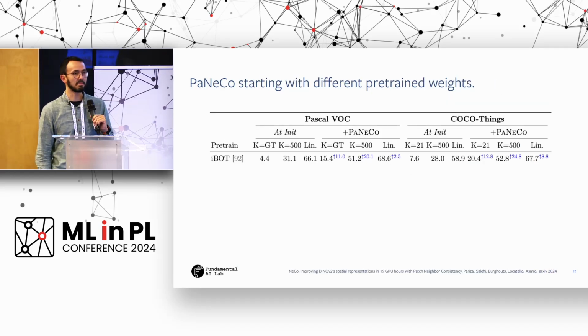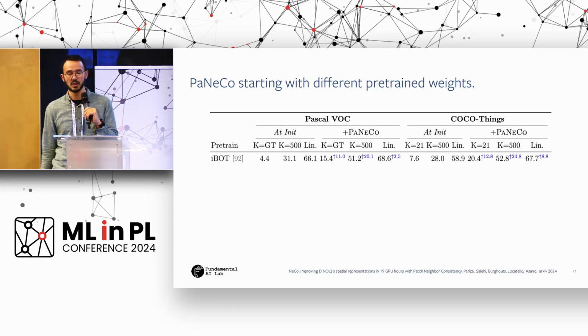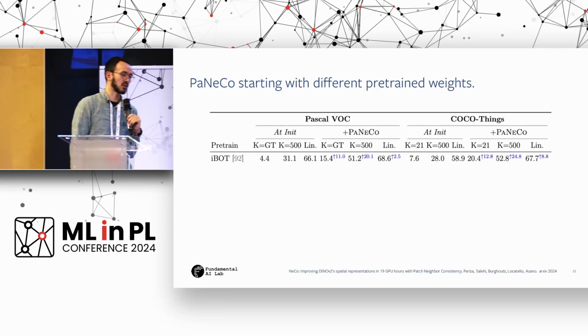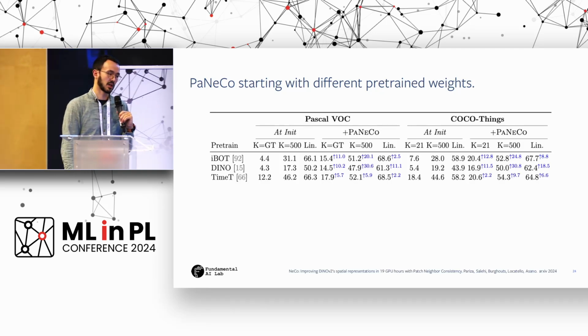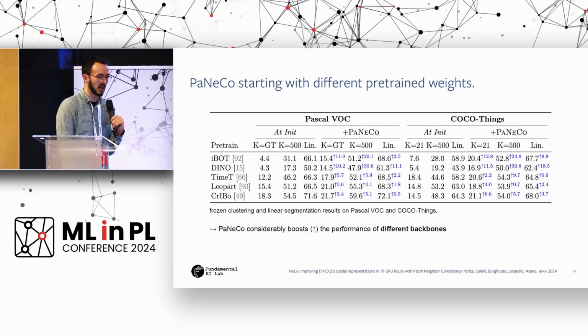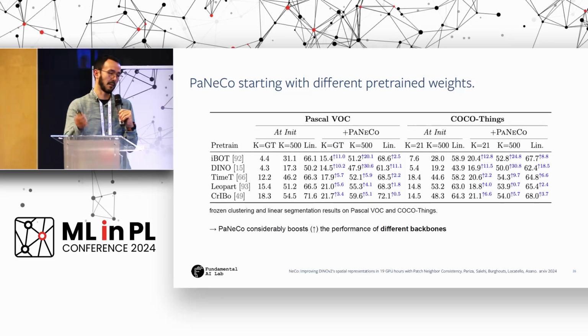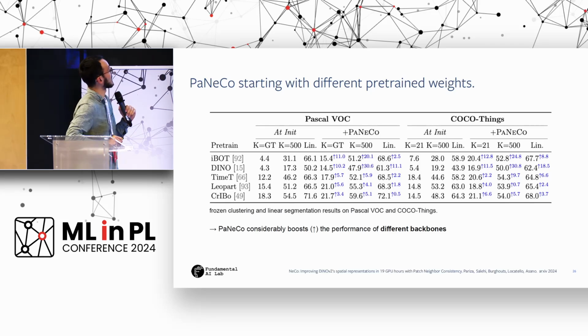All right, but Panico or the NeCo method is not reliant on having Dino V2 with registers. You can apply it to all sorts of previously trained backbones. So you can apply it to iBot, you get gains. So everywhere where you see blue numbers, it means we get gains, which is everywhere. So you can apply it to Dino, to time tuning, to Leopard, and also to Crybo, which is also a method which has been trained in a dense fashion. It boosts the performance of all these methods, even under fairly limited evaluation protocols like clustering evaluation or linear probing, dense linear probing.